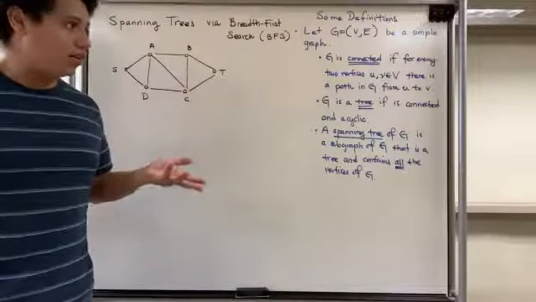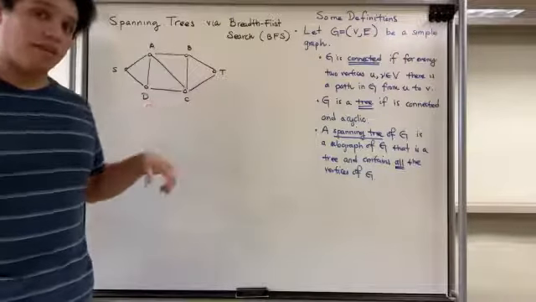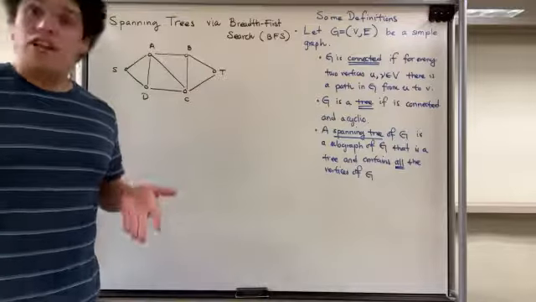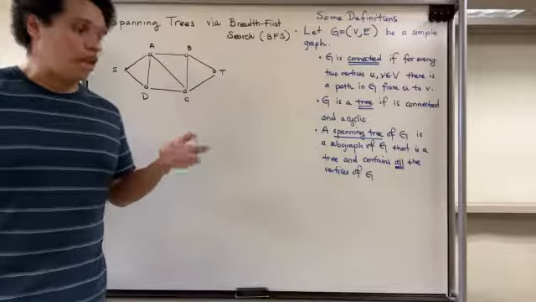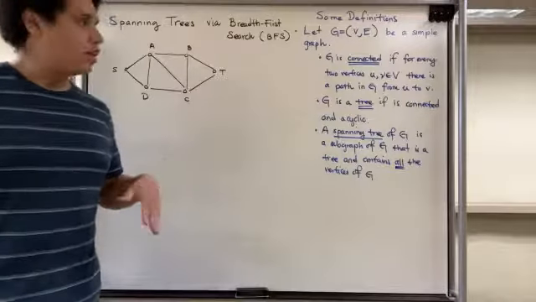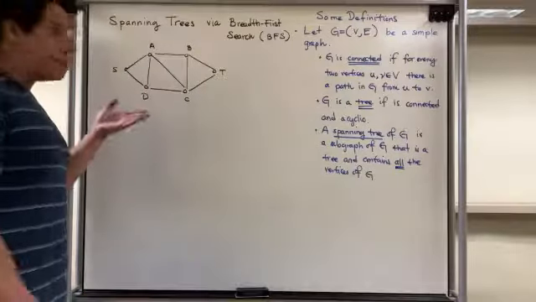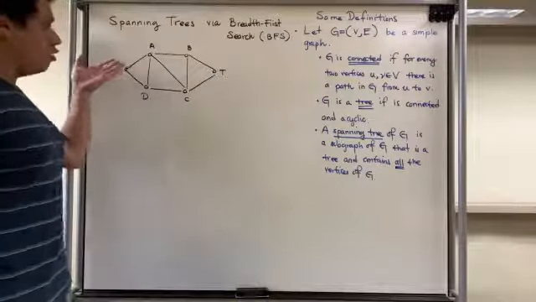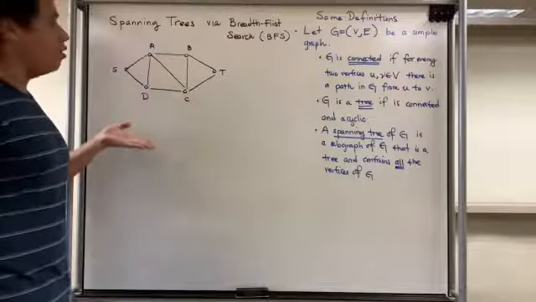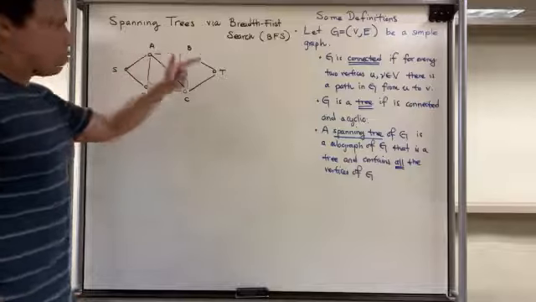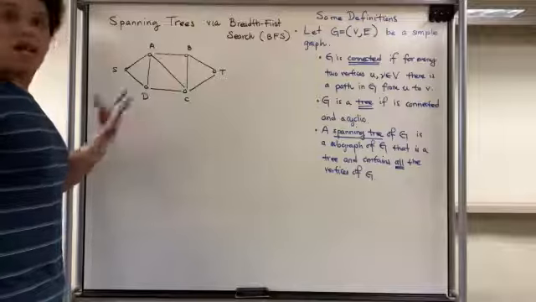G is a tree if it's connected and acyclic, meaning there are no cycles within the graph itself. And a spanning tree of G is a subgraph of G that is a tree and contains all the vertices of G. So what is it that we're trying to achieve here? We want to get a subgraph from the graph that we're presenting here that contains every single vertex, but that is also acyclic.